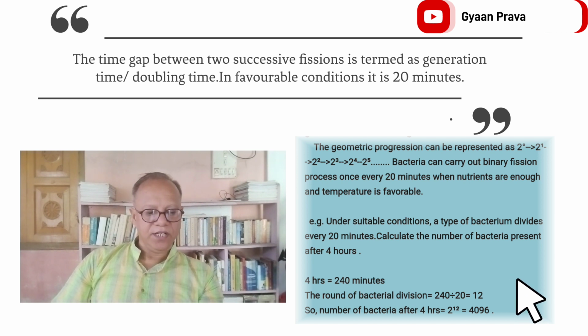That is, we may say that if all the conditions are favorable, then one bacterium will be converted into 4096 bacterial cells by means of successive binary fissions. So this is how the total number of progeny or offspring may be calculated.